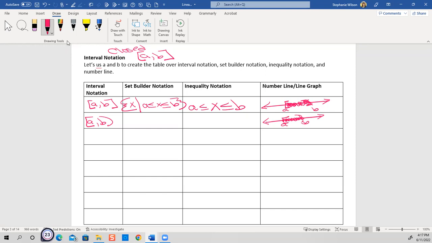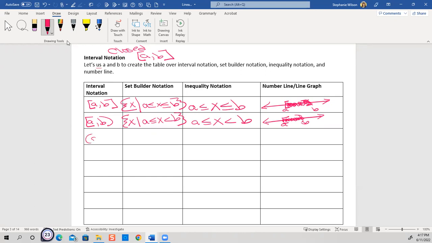Okay, so now let's write our set builder notation. So X builds on where A is less than or equal to X, which is less than B. So my inequality notation is going to be A is less than or equal to X, which is less than B.